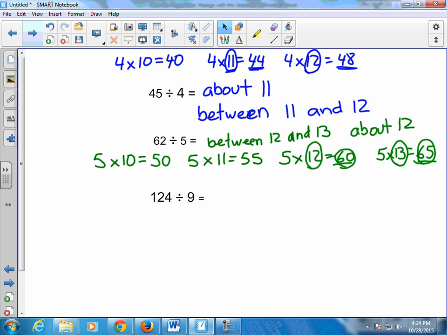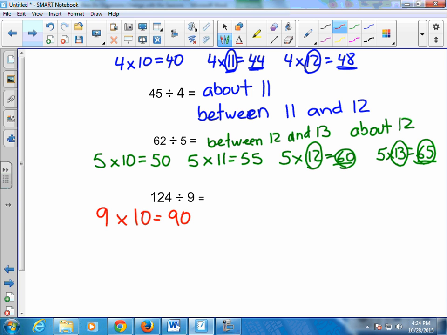Okay, let's do one more. A little bit higher numbers. And this time it is divided by 9. So I need to look at my 9 times tables. I'm going to start with, yep, I think that's the easiest one, 9 times 10. And 9 times 10 is 90. Far away, so I need to keep going. 9 times 11 is 99. I need to go higher. 9 times 12, 108. Still far away, so let's keep multiplying.